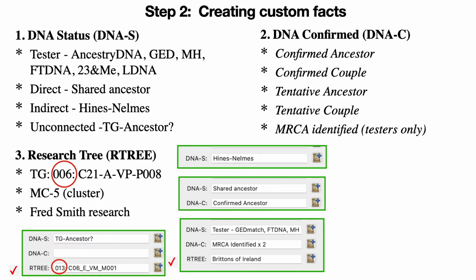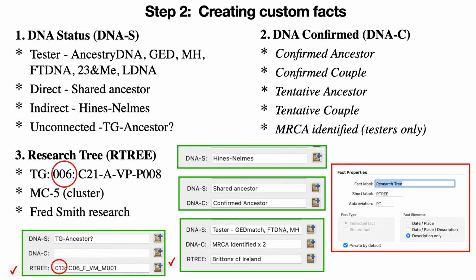And as you can see there in my triangulated group numbers and even in cluster numbers, if I know the ancestor where the segment has been inherited from, I use the Ahnentafel number. So the 006 is my maternal grandfather, and 013 is mum's grandmother, Abigail Courtney. So I tend to use those so that they can be searched on if I put them in that research tree field.